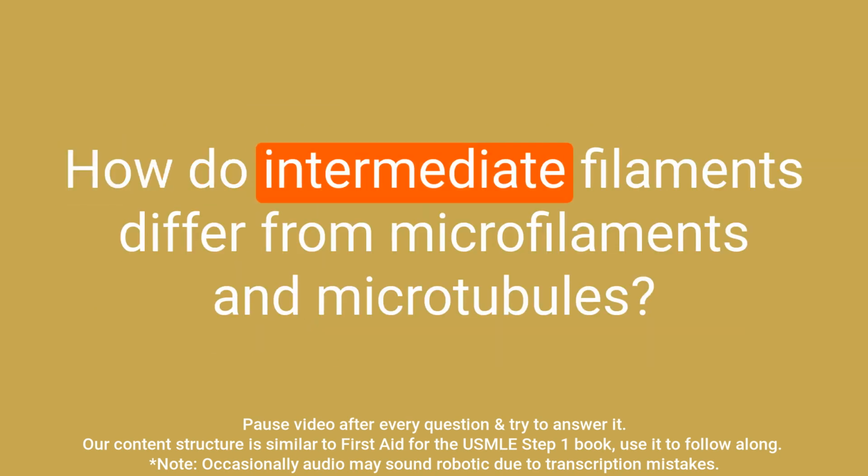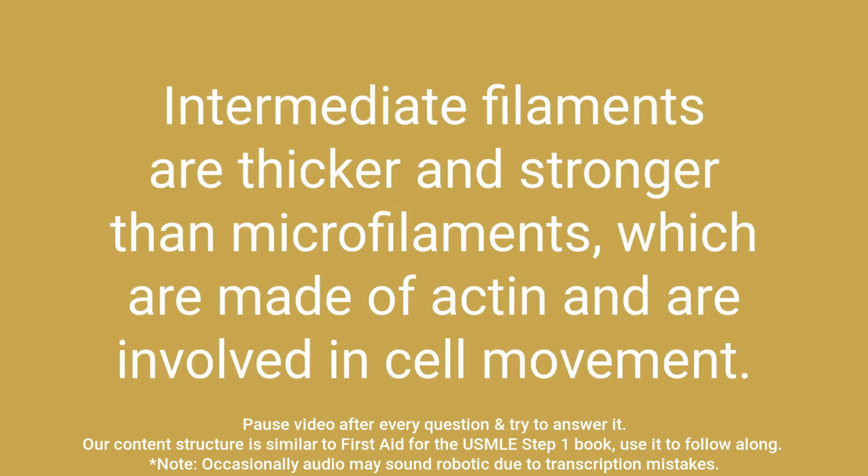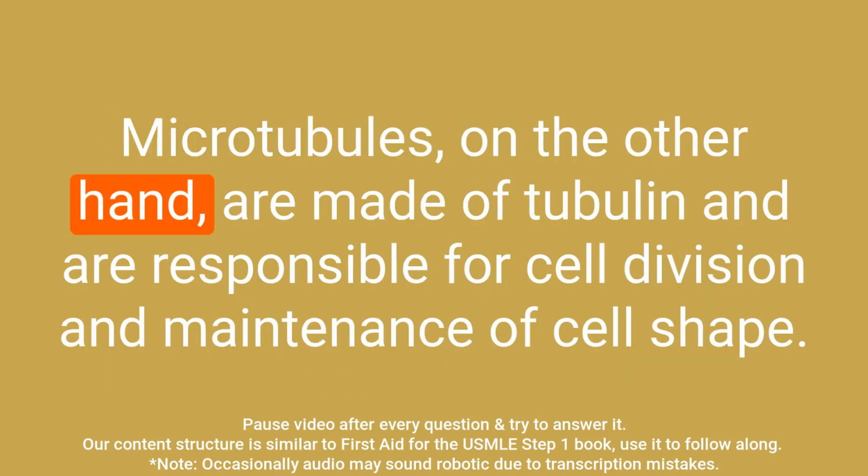Question: how do intermediate filaments differ from microfilaments and microtubules? Answer: intermediate filaments are thicker and stronger than microfilaments, which are made of actin and are involved in cell movement. Microtubules, on the other hand, are made of tubulin and are responsible for cell division and maintenance of cell shape.